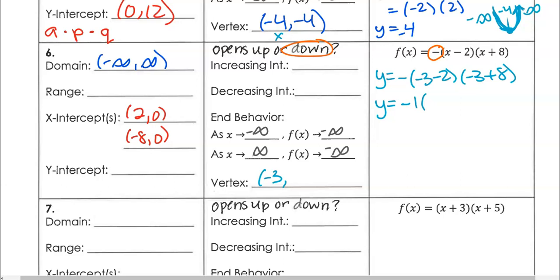What is -3 minus 2? Almost. I took $3. I took 2 more. -5. Then -3 plus 8. I took $3. I gave you back $8. So now you've got $5.